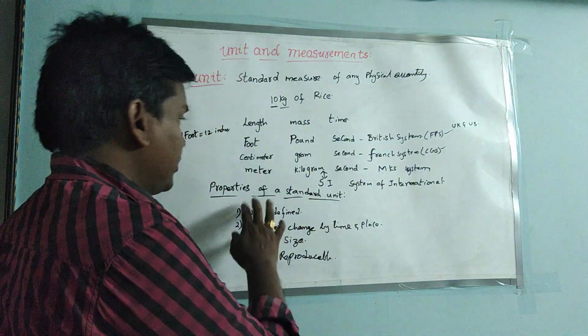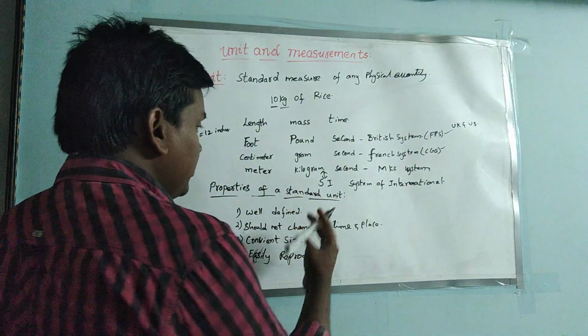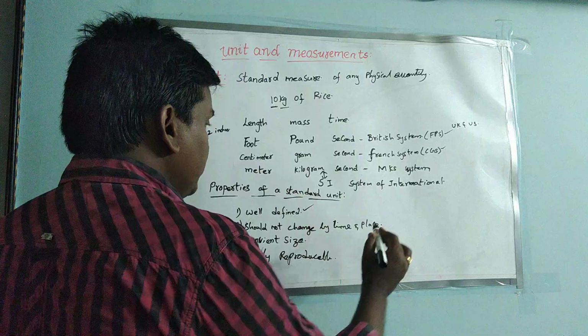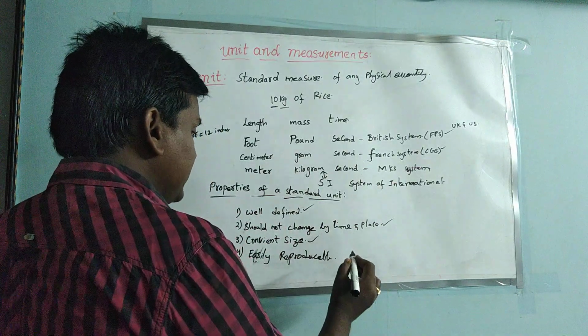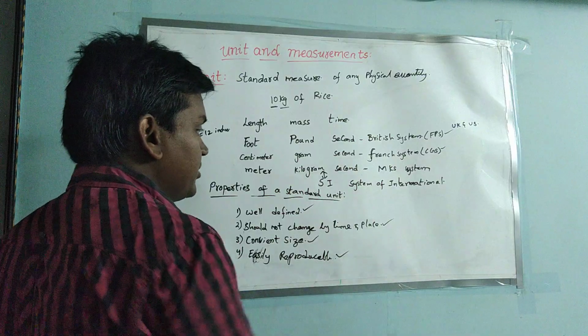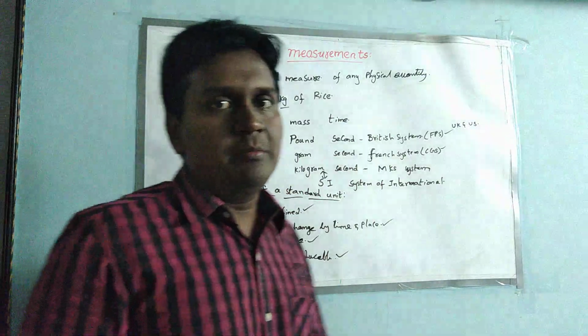And next, these are the properties of a standard unit. A unit should be well defined. A unit should not change by time and place. A unit should be of convenient size, and it should be easily reproducible, and it should be easily available.